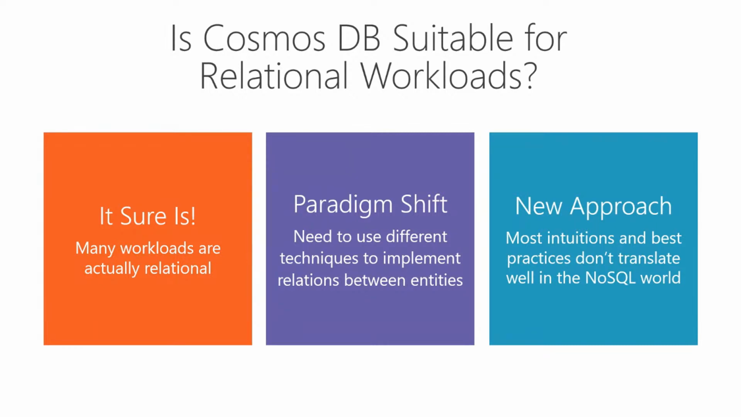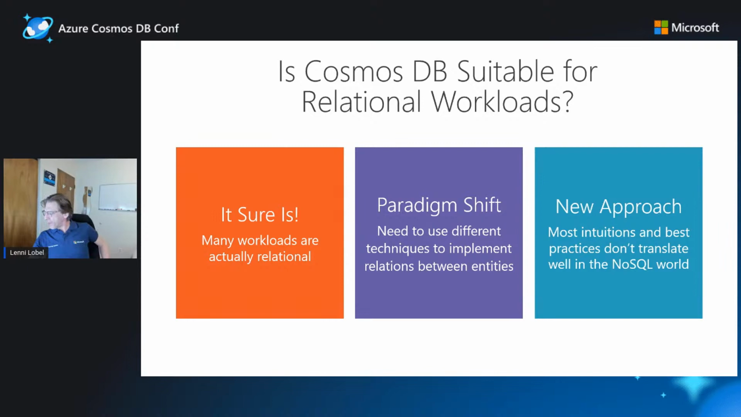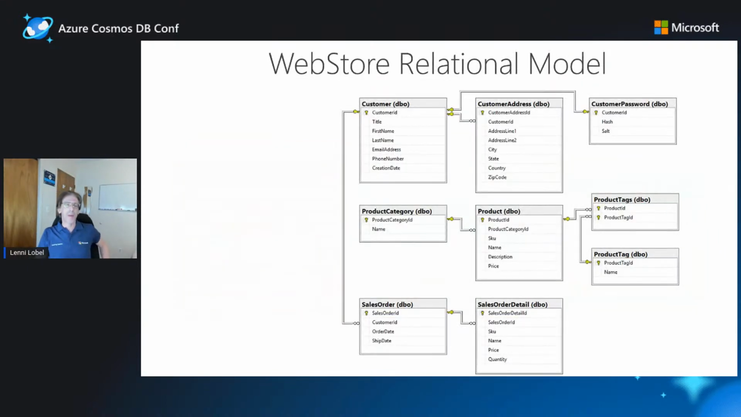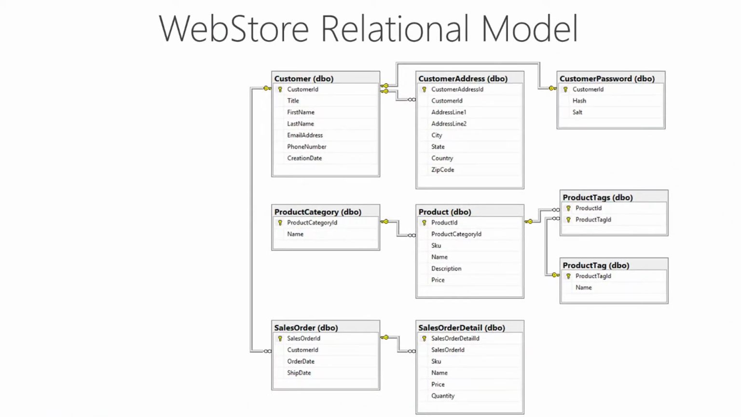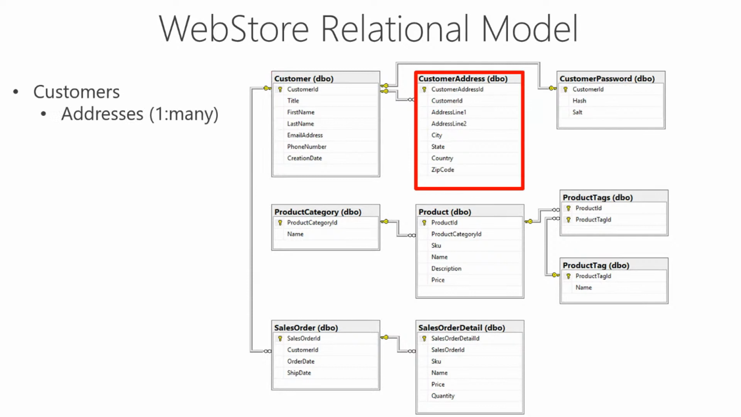And so with that kind of backdrop set, let's just have a look at this little diagram here. This is our web store relational model. Think of this as a database behind our customer-facing e-commerce website. And it's a relational workload, like a mini AdventureWorks. It's got all the things you would expect to find in a typical relational data model. We've got customers with a one-to-many relationship with their addresses, a one-to-one relationship with their password.